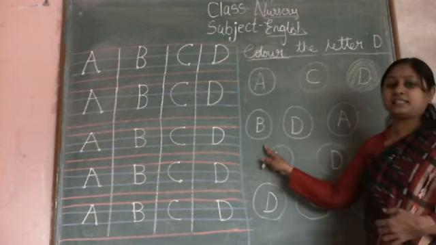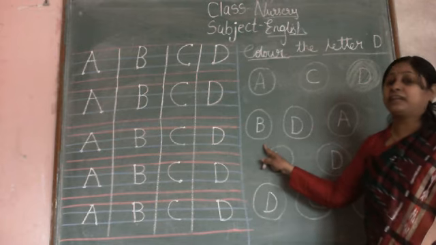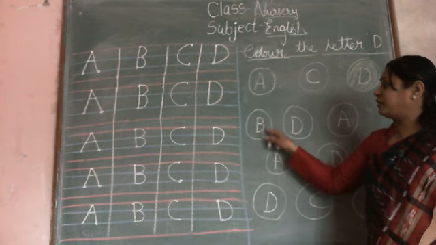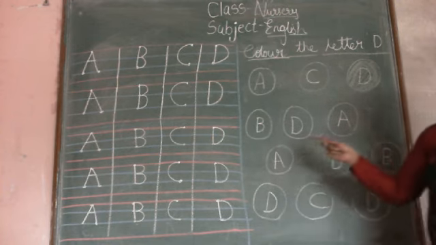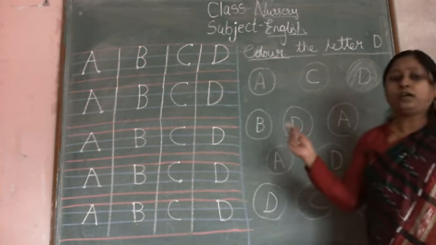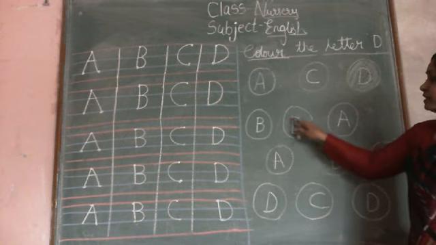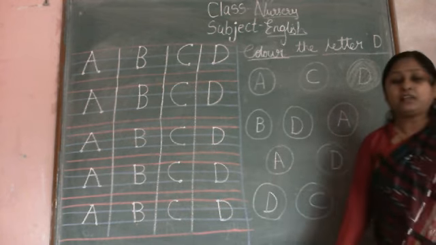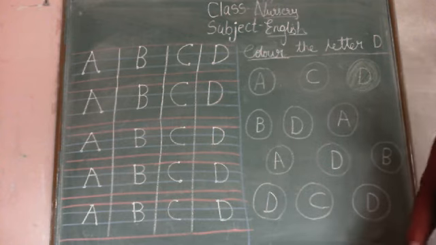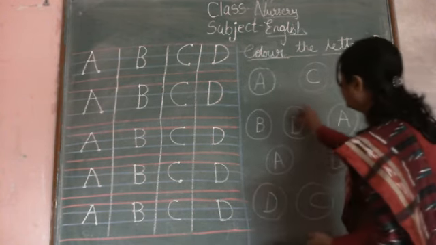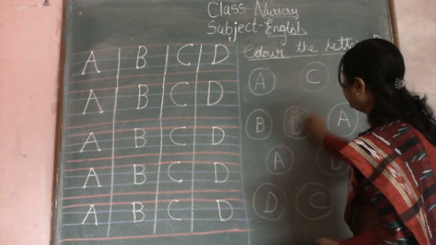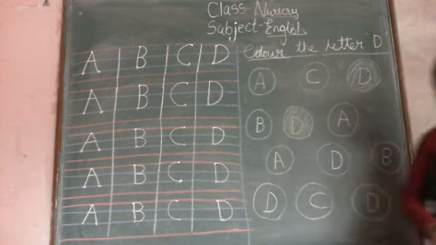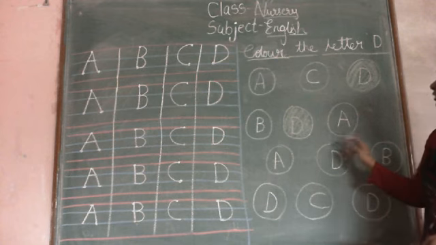Which letter is this? B. Look here, standing line, half curve and half curve. So we will color? No, we will not color. Now look here, standing line and curve. So which letter is this? D. So we will color it? Yes. We will color the letter D.